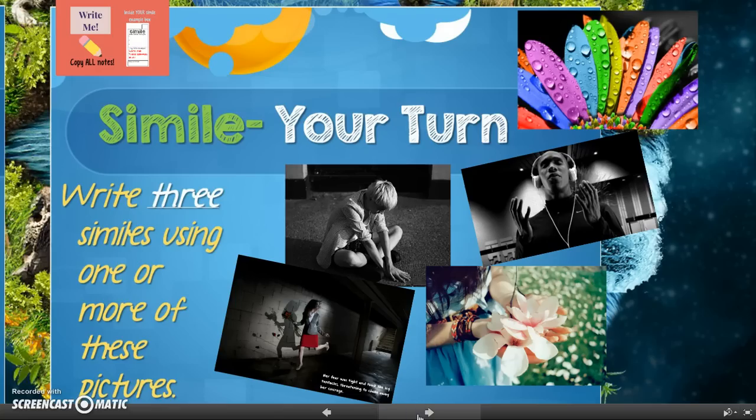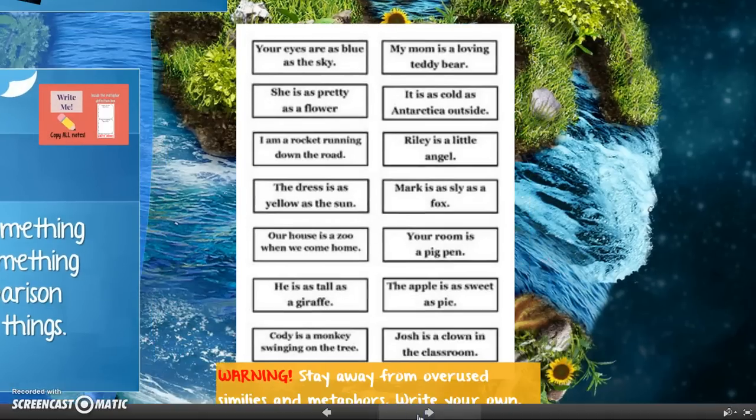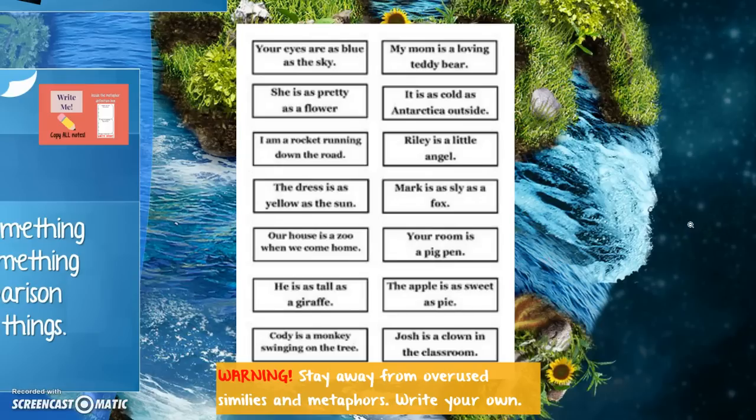But it is your turn to write some similes. And I don't want just any kind of simile, okay? I want you to use these pictures you see. I will zoom in on them. I want you to connect to the picture, look at the imagery, and ask yourself, what kind of simile can I write, okay? Now, I don't want these overused, boring similes and metaphors when you're writing your own. Saying that your eyes are as blue as the sky, or that you're quiet as a mouse. Anything that has been used that you've heard in class or read in books, not those kind of similes. Make them up on your own and be creative, okay?